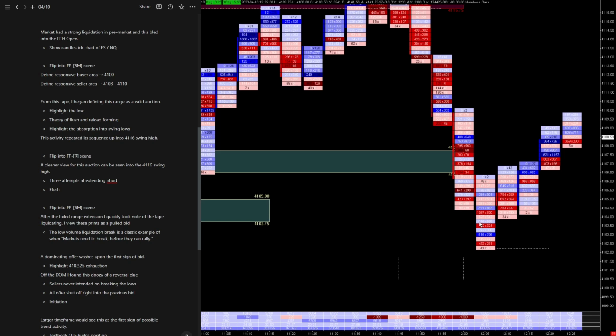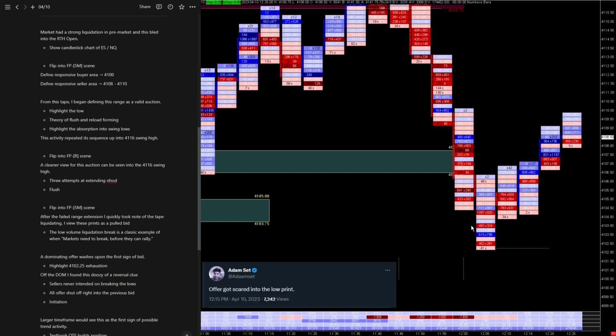The dominating offer washes upon the first sign of bid, and I wanted to highlight this 4102 exhaustion. So we only had 41 prints into the low. If you were watching the sell-off, we end up seeing 200 lots, 300 lots, 500 lots, and that was all trickling down price. But once we got into this low, 4102, I noticed that the pace and the fear was gone. We printed a very low print, I'm pretty sure it was 40x0, and then only one additional print into the low was able to be traded before it started to slowly accumulate higher.